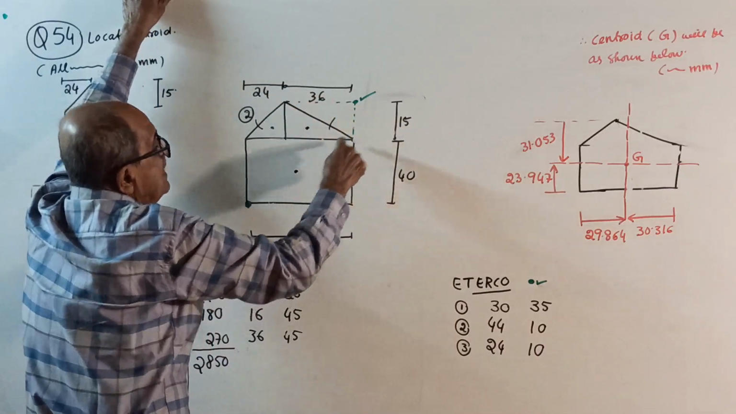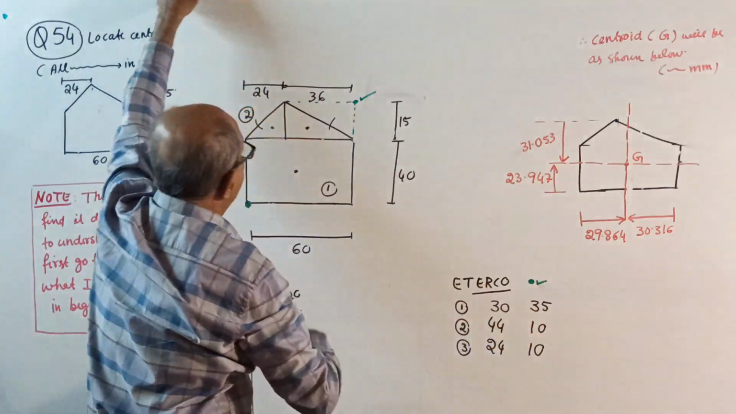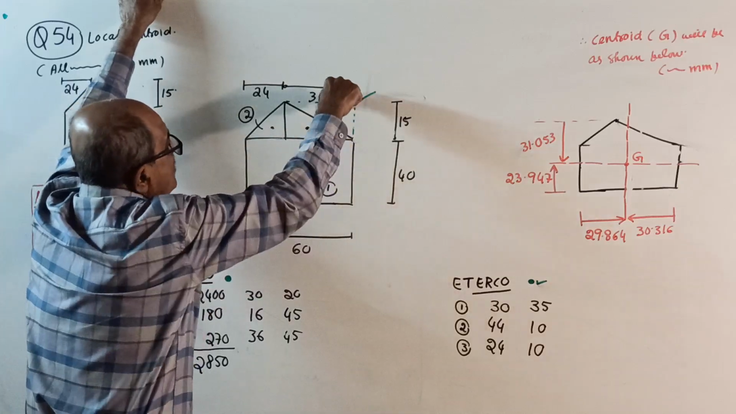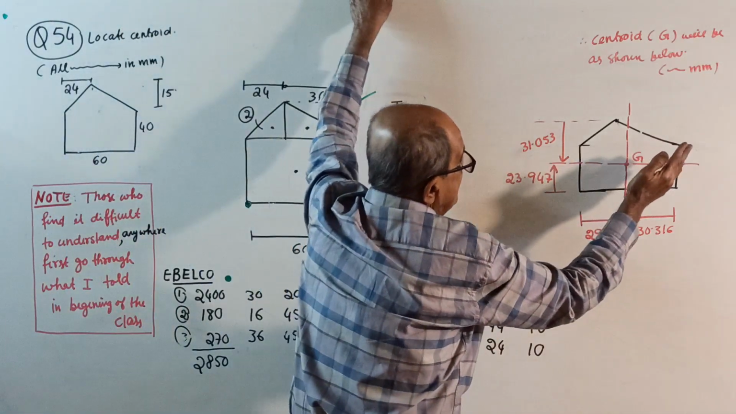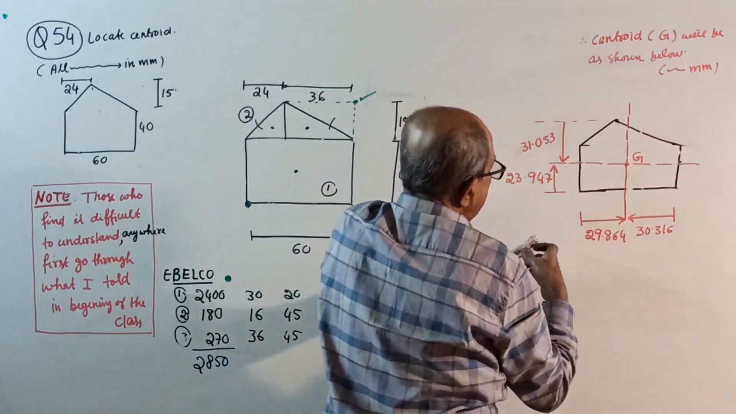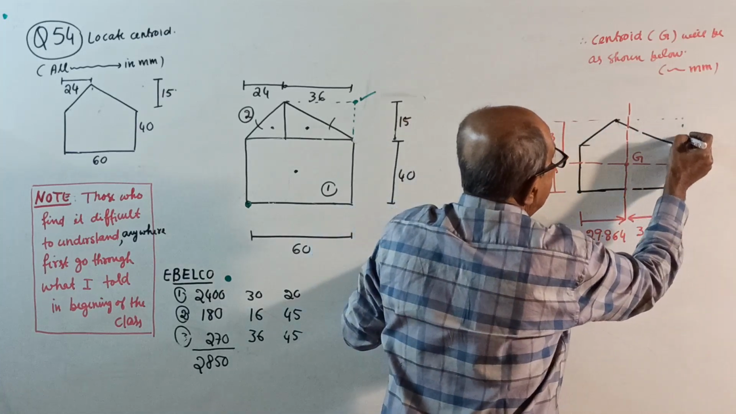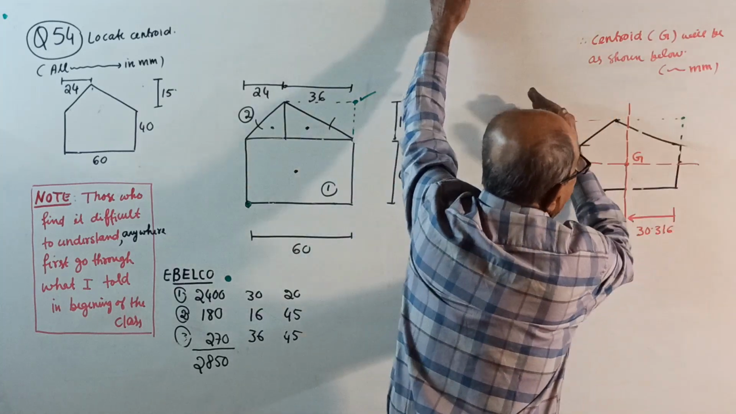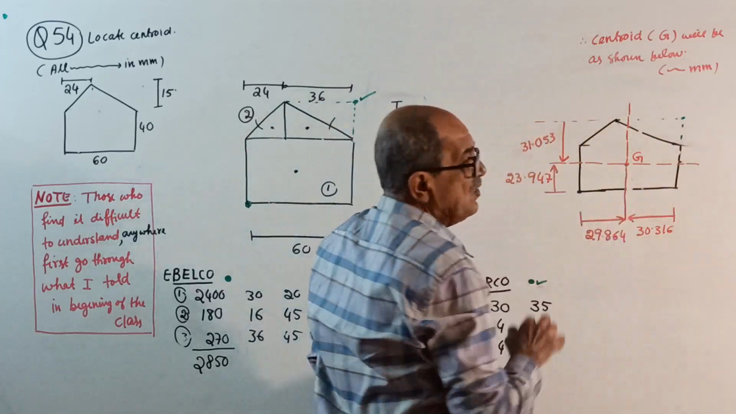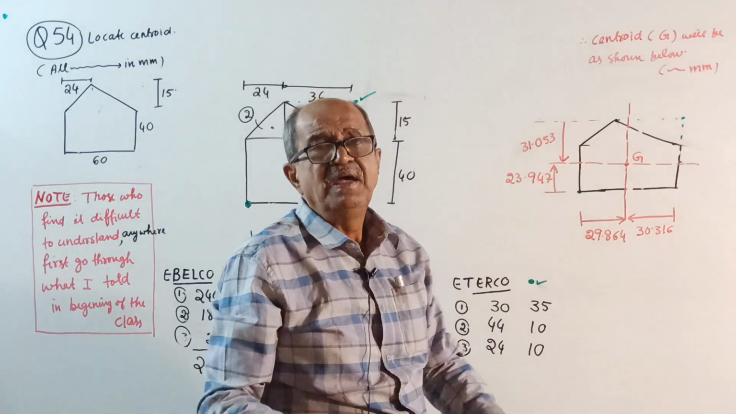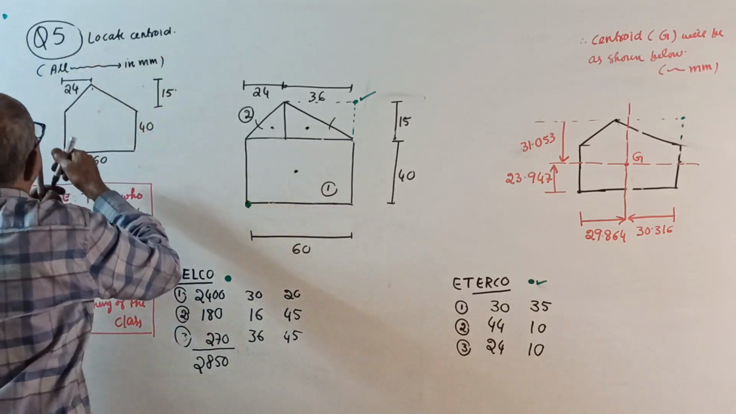For the first one, 15 plus half of 40, that is 35. For both of these, 2/3 of 15. First time you get from here, now you will get from here. You will get x bar and y bar, which I wrote here. This is the centroid G for the given lamina. Work it out correctly and get ready for question number 55.